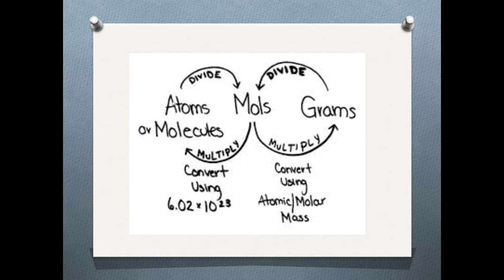So if I'm going to go from atoms to grams, I would need to divide by Avogadro's number and then multiply by the molar mass. To go from grams to atoms, I would need to divide by the molar mass first and then multiply by Avogadro's number.